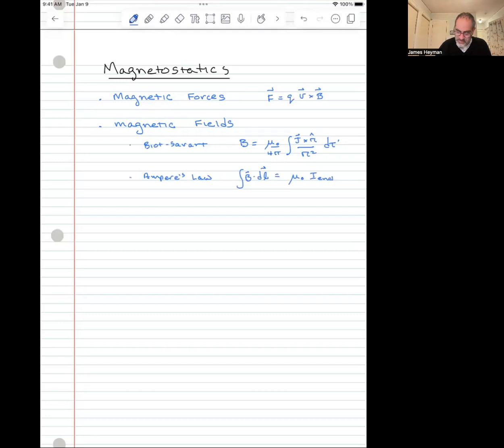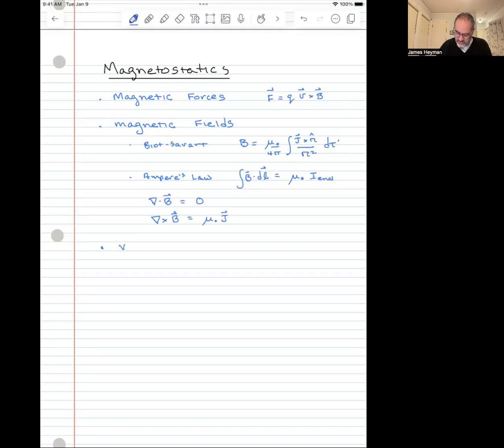And from the Biot-Savart law and from Ampere's law, or really another version of Ampere's law, we found some properties of the magnetic field, that its divergence is always zero, and that the curl of the magnetic field in magnetostatics is equal to mu naught times the current density, J.